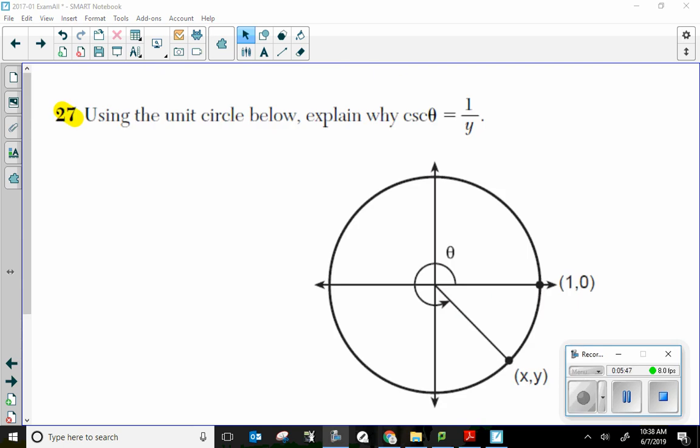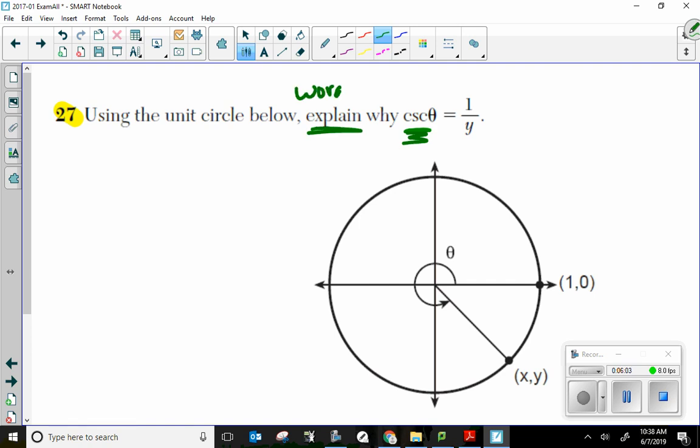27. An exponential and trig. This is straight out trig because I see a trig function right here. Using the unit circle below, explain why the cosecant of theta equals 1 over y. Explain, oh, words. So let's first use some math knowledge here, then explain. I know that cosecant is the reciprocal of sine, 1 over sine. And I know in the unit circle, they tell you this is the unit circle.